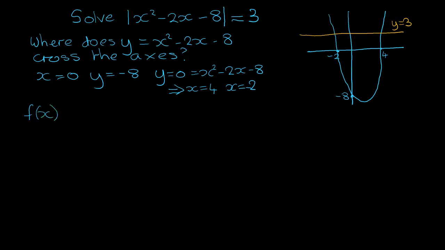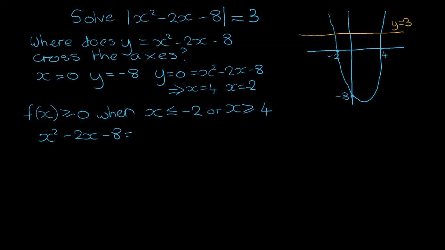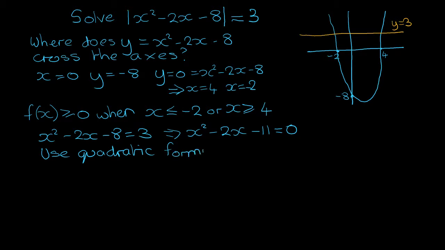So f of x is greater than or equal to 0 when x is either less than or equal to minus 2 or greater than or equal to 4. So x squared minus 2x minus 8 equals 3 will lead to x squared minus 2x minus 11 equals 0. And then using the quadratic formula, you'll find that x equals 4.46 or minus 2.46.